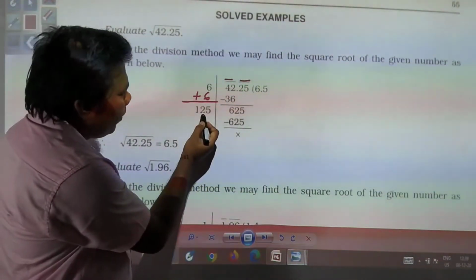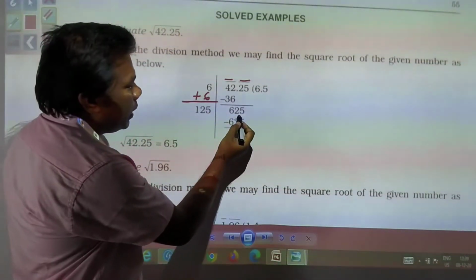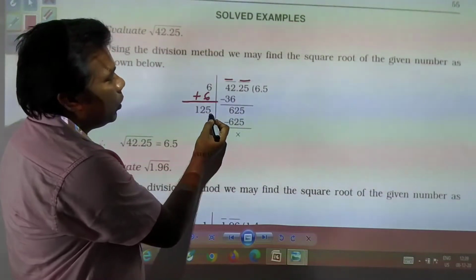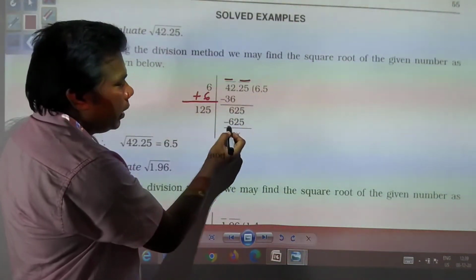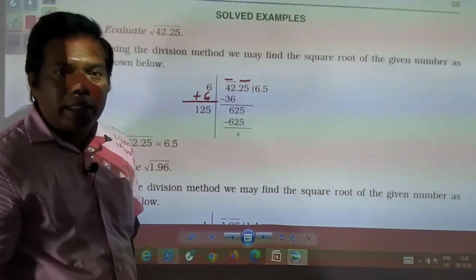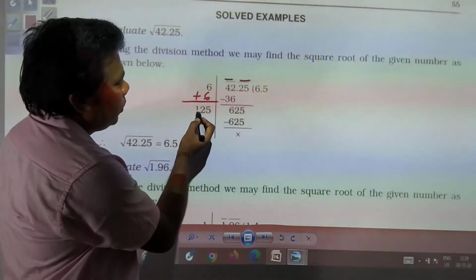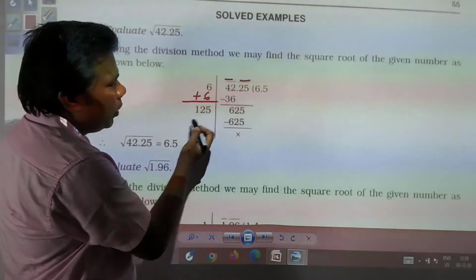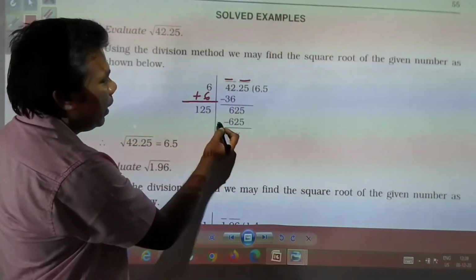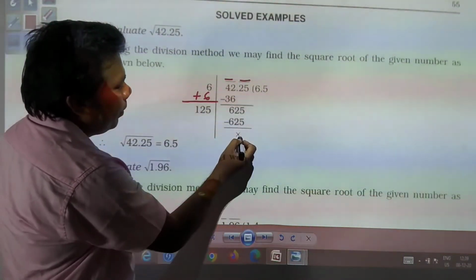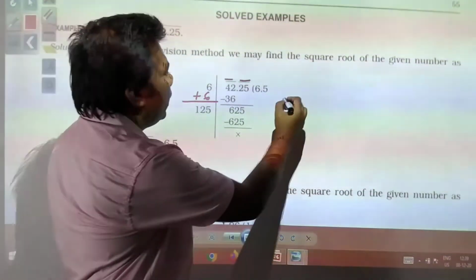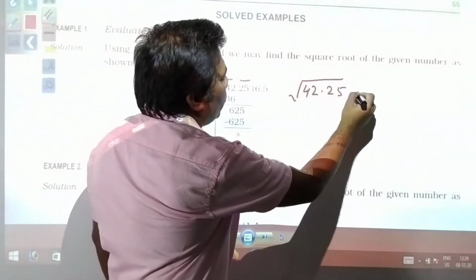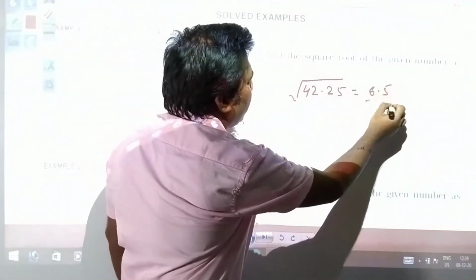Now 12 you have in the divisor, and here you have 625. Which number is required to be written here so that it will be equally divided, or we reach about this number? So 5 has been taken. 12 you already have, and 5 you have taken, it became 125, and by 5 if you multiply you will get 625, and the remainder you have got is 0. So finally, the square root of 42.25 is 6.5.